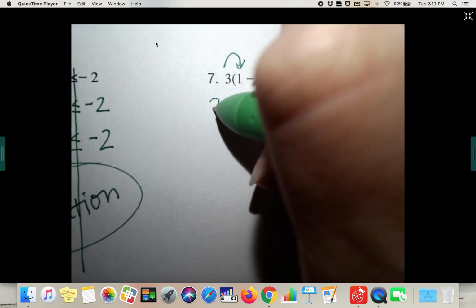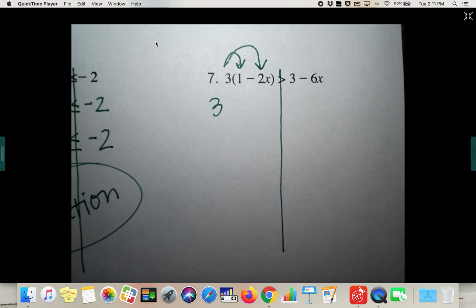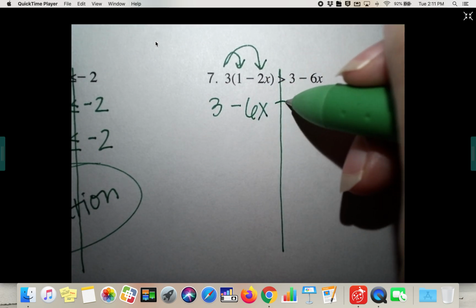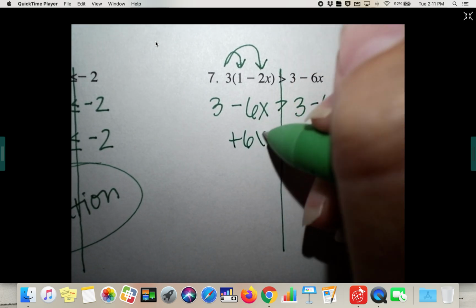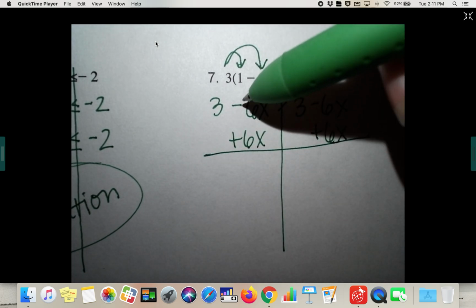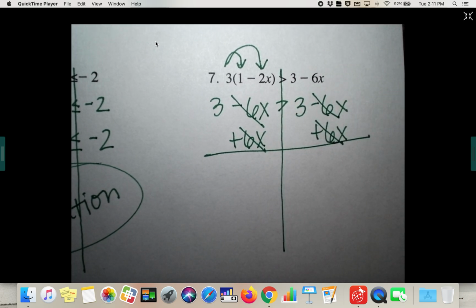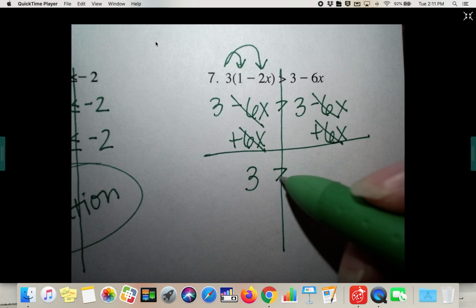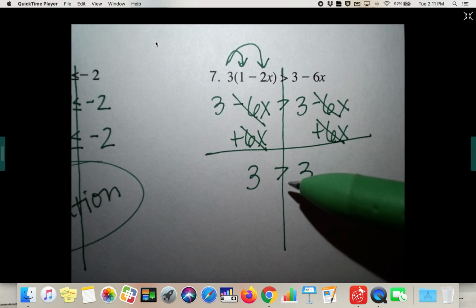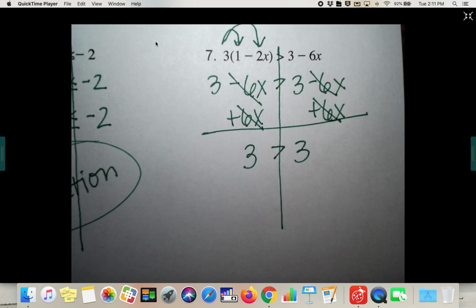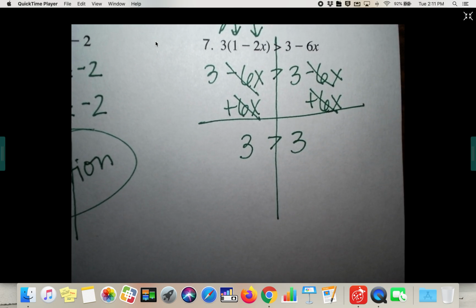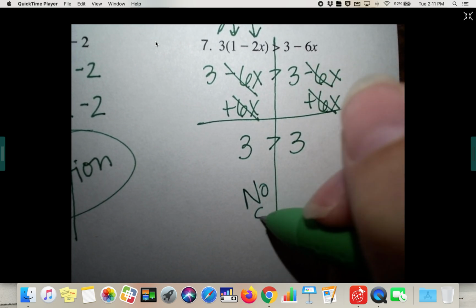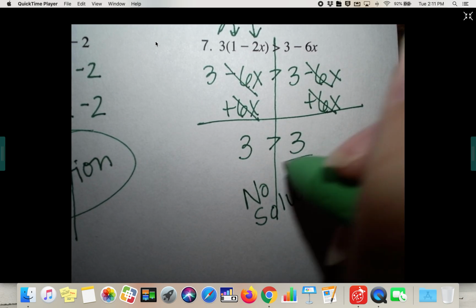3 times 1 is 3. 3 times negative 2x is negative 6x. Interesting. Okay, so here's what I see. I see that I'm going to add 6x on both sides. And that is going to cancel it here and here. So all I'm left with is 3 and 3. Now, if this was or equal to, then this would be true, and we would write infinitely many solutions, or all real numbers. But since 3 is not greater than itself, this is not true. So this is going to be another no solution practice problem.